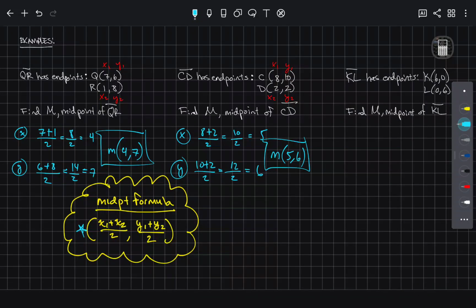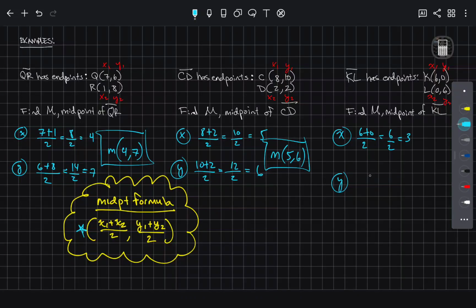Is it really that easy? Yes, it really is. Okay, so X1, X2, Y1, Y2. Same process. There's my X values, there's my Y values. So 6 plus 0, this is going to be easy. Or, sorry, divided by 2. 6 divided by 2 equals 3.